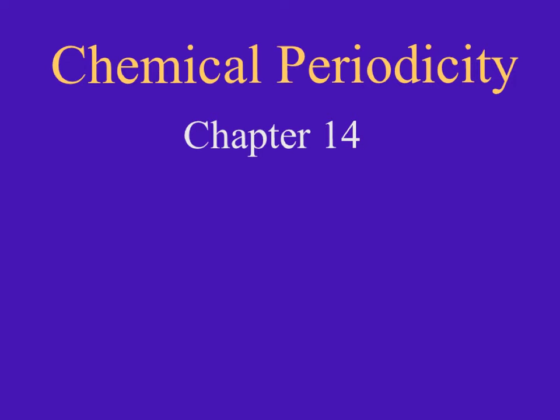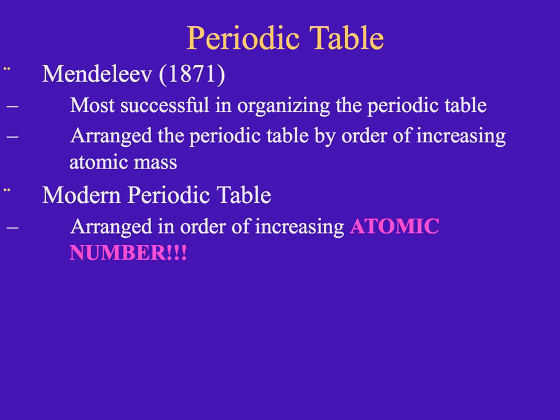Hi everyone, here we are with chapter 14, and chapter 14 is on chemical periodicity. So we're going to be talking about certain trends in the periodic table, and we're also going to be talking about categories based on their electron configurations. So let's go back and review the periodic table first.